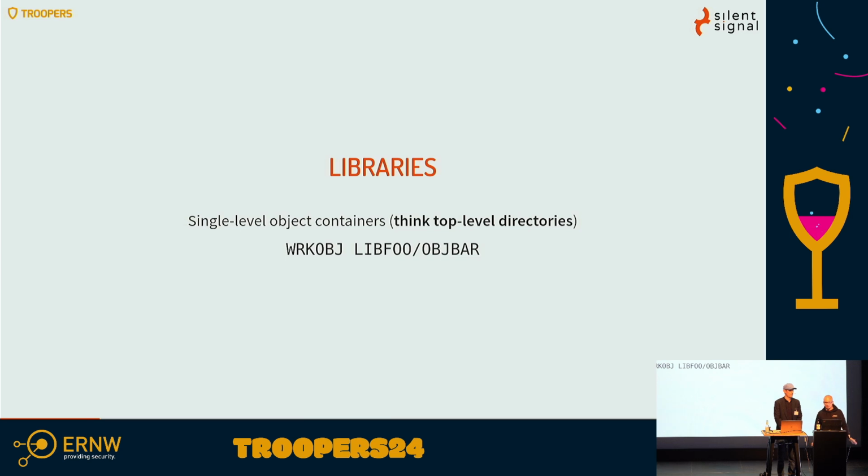The next thing to discuss are libraries. Libraries are object containers or namespaces similar to directories, only they cannot be nested. So libraries form a single level structure. Libraries may seem innocuous, but they are key elements of multiple vulnerability classes. Here we can see an example. This is the command that we are executing, work on the object called obj_bar, and it lives inside the library libfoo. It's simple as that.